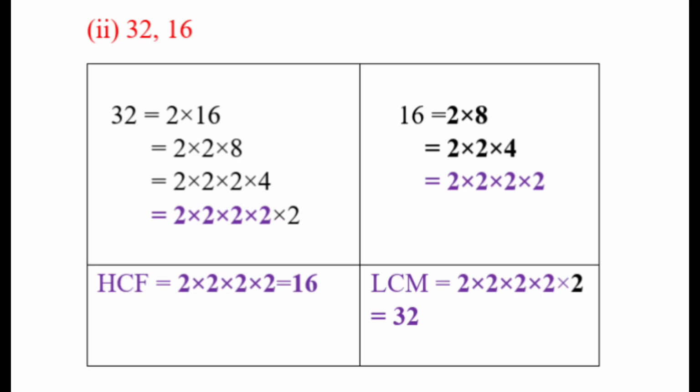Here 32's factors are 2 into 2 into 2 into 2 into 2, that is 5 times 2's multiplication. 2 2s are 4, 4 2s are 8, 8 2s are 16, and 16 2s are 32. And here 16 is equal to 4 times 2's multiplication. So HCF is the common factors and their multiplication, which is equal to 16, and LCM is the common factors as well as uncommon, their multiplication is 32. Hence the LCM is 32.